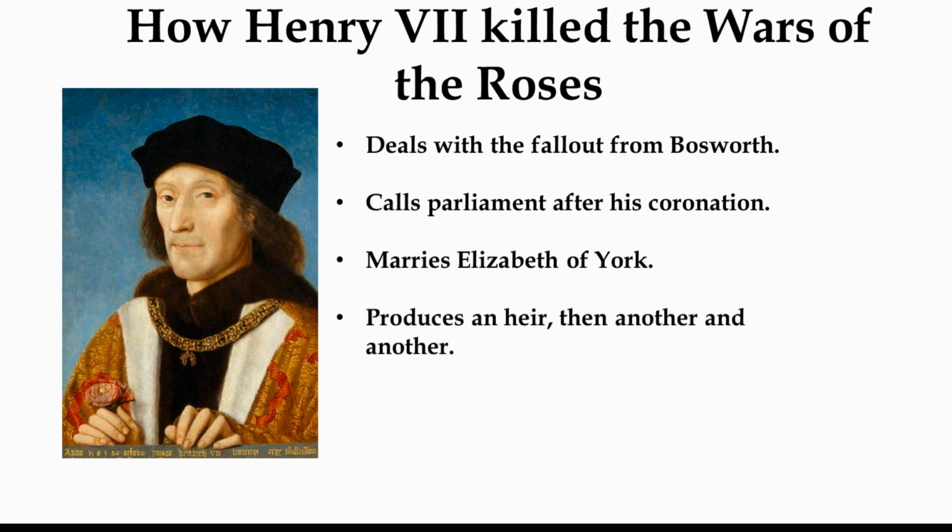And very important for a medieval monarch, he produces an heir, and then another one, and another. So in 1485, his first child is born, who is called Prince Arthur, and then in 1489, Prince Henry is born, who will later go on to be King Henry VIII, and then as well, Edmund is born later on.